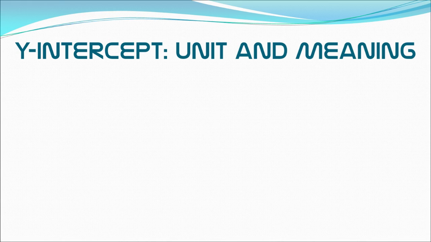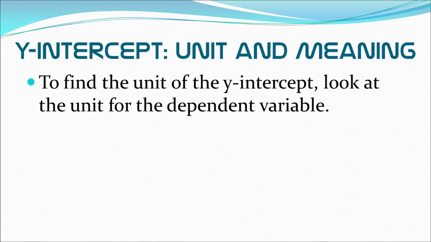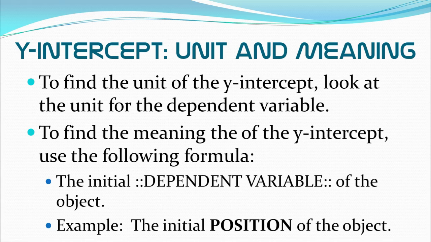The y-intercept goes hand in hand with the slope when we're trying to quantify an observation. The y-intercept is the point where our data crosses the y-axis, which is our dependent variable's axis. To find the unit of the y-intercept, look at the unit for the dependent variable. Since we're looking at where it crosses the dependent axis, we need to look at the dependent variable's unit. To describe the meaning of the y-intercept, use the following format. It's always just the initial dependent variable of the object. So for example, the initial position of the object. It's the initial or starting dependent variable.